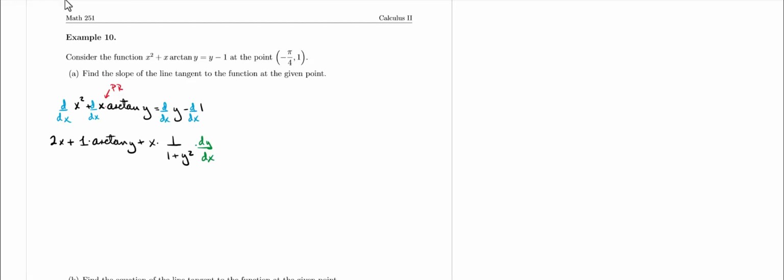Okay, now we have that this is equal to the derivative of y with respect to x minus the derivative of 1, which is a nice big 0. Alrighty, so here we have our derivative. Now we need to figure out, okay, what is the slope at the point negative pi over 4, comma 1? Well, there are multiple ways of doing this.